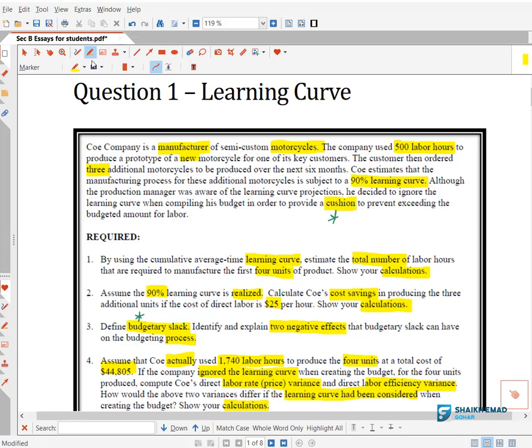If the examiner is asking you what is budgetary slack, you cannot write only this, that overstating cost and understating revenue. No, you have to write in full. You will write like this.